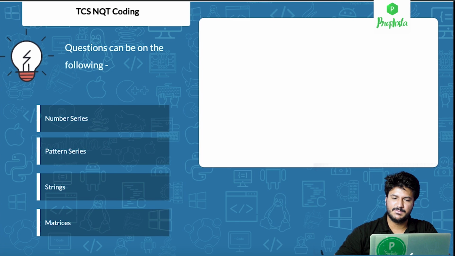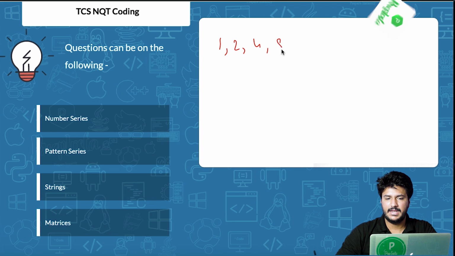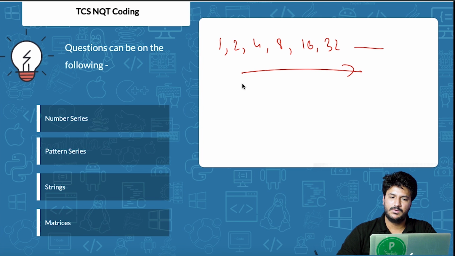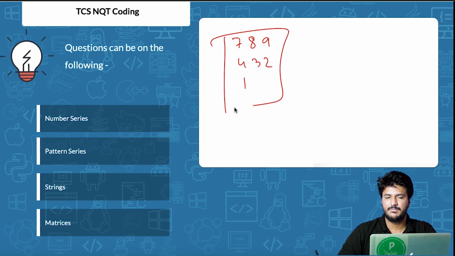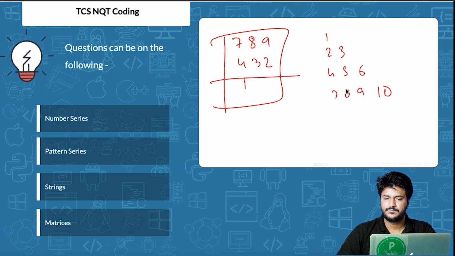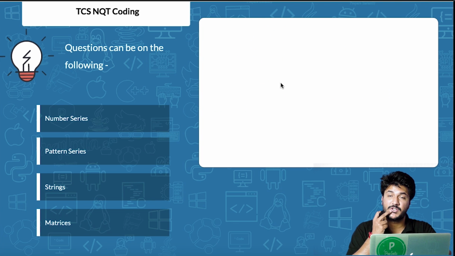A number series program like 1, 2, 4, 8, 16, 32, and so forth, like the power of 2. A pattern printing program like 7, 8, 9, and then 4, 3, 2, and 1. Or an easier one would be 1, 2, 3, 4, 5, 6, 7, 8, 9, 10. And then programs based on strings. I'll just show you the string program itself.